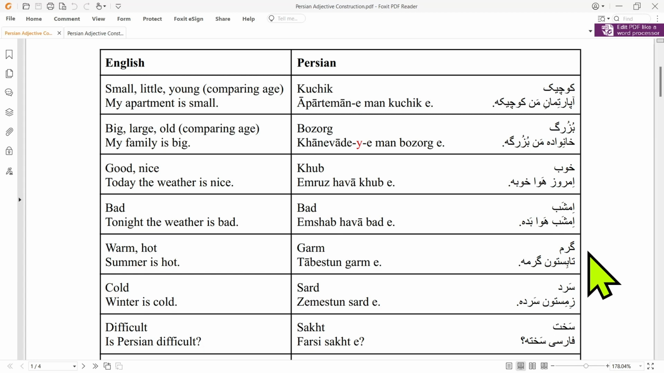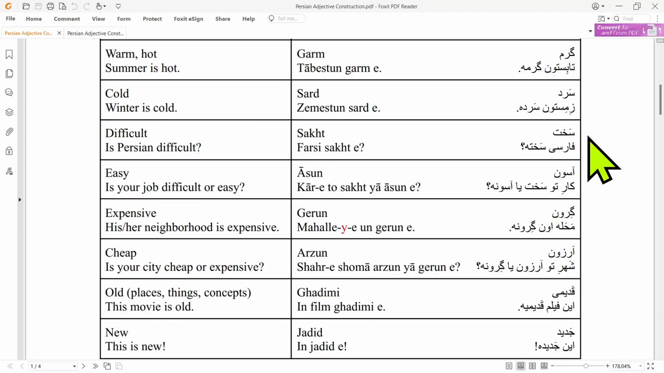Summer is hot is تابستون گرمه. Winter is cold is زمستون سرده. Is Persian difficult is فارسی سخته. Is your job difficult or easy? is کار تو سخت یا آسونه.